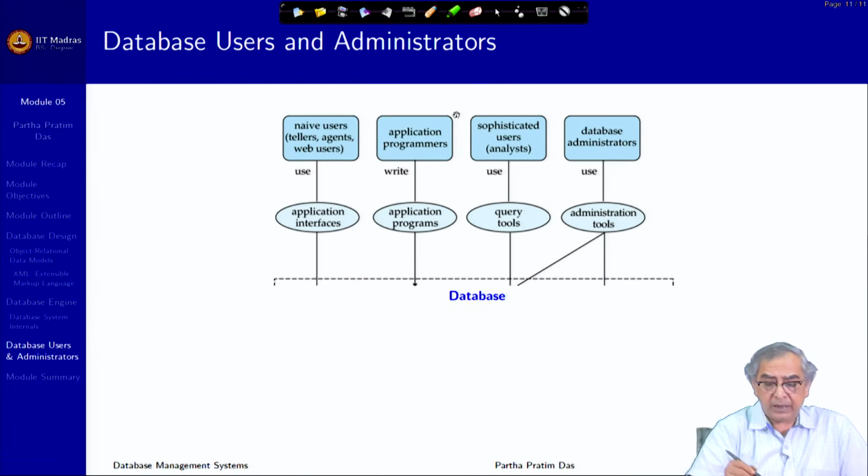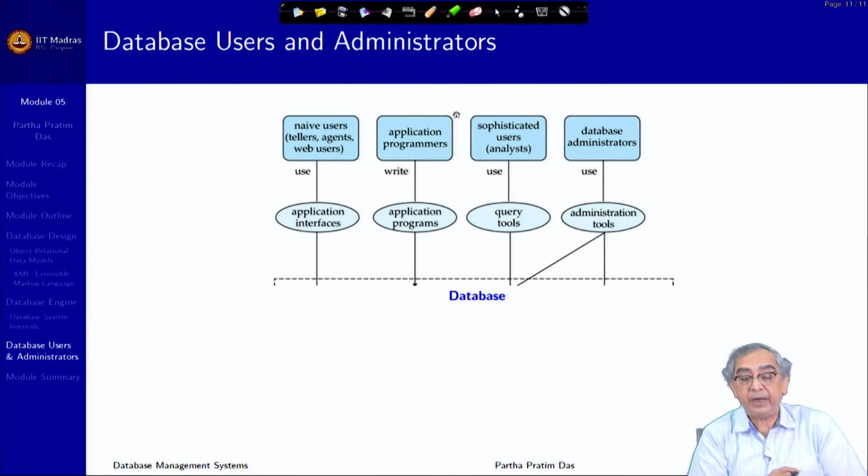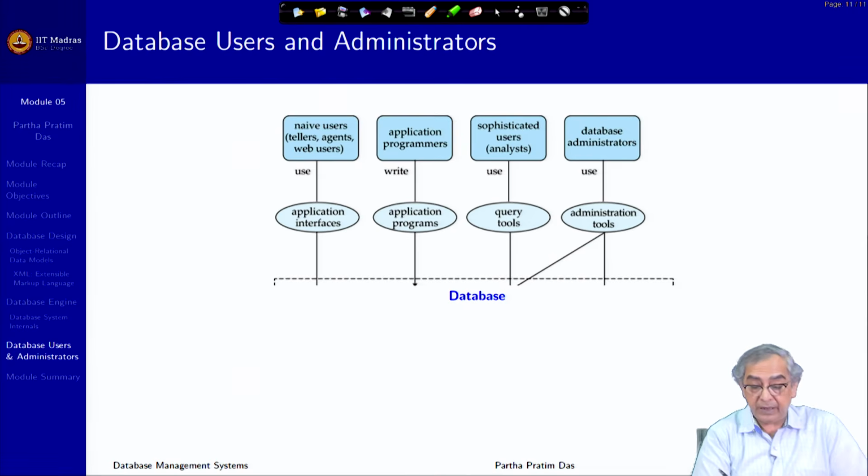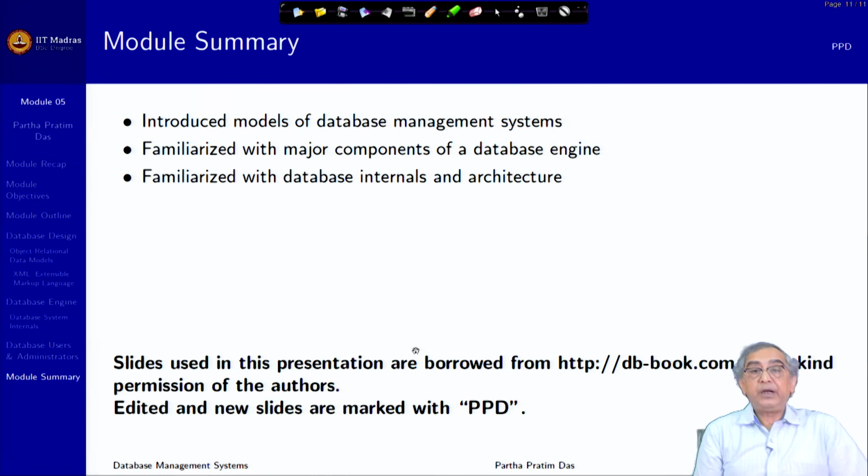So, database users and administrators, I do not think I need to explain anything further here. I have already explained it as a part of that. So, I will conclude the module here, where I have introduced the models of database management systems and familiarized you with the major components of the database engine and a little bit of the overview of the architecture that a database system might have.